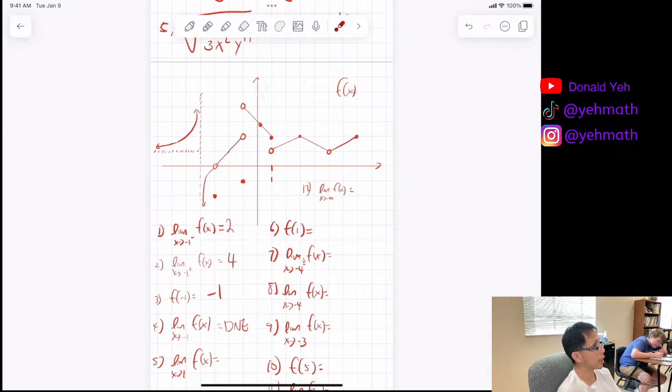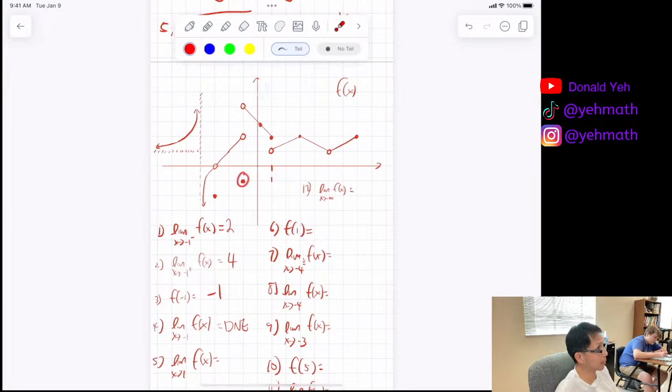Sean Anderson? Question 3, of course, I'd love to. Question 3 says f of negative 1. That means I'm not asking for limits. I'm asking for evaluation. What happens when x equals negative 1? The y value is going to be negative 1. Just a black dot, yes.